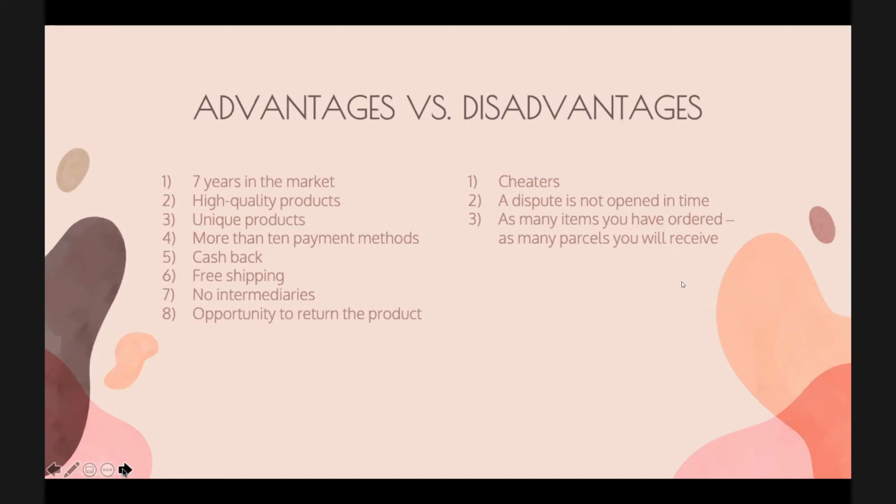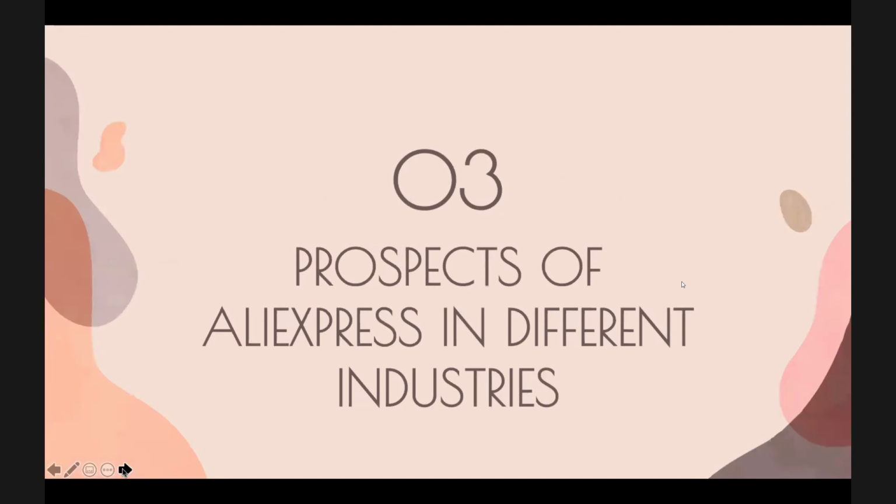The only aspect by which it can lose to traditional shops is an inability to look at or try on the product before buying it. There is a percent of cheaters. However, the rules of AliExpress help to solve such conflicts. And also, in the modern world, the quantity of people who prefer online shopping is growing. And now we would like to talk about prospects of platforms in different industries, prospects of AliExpress.